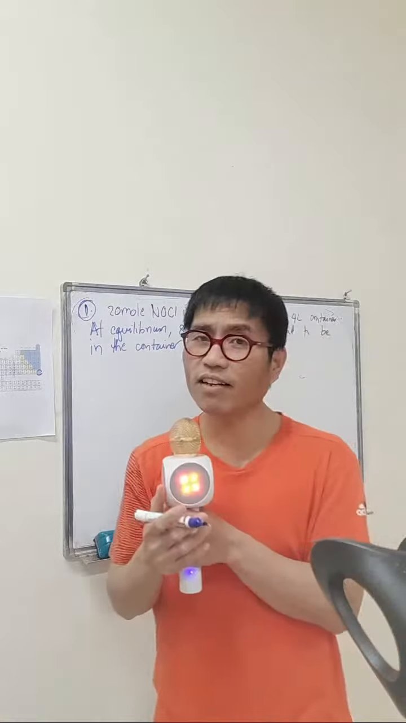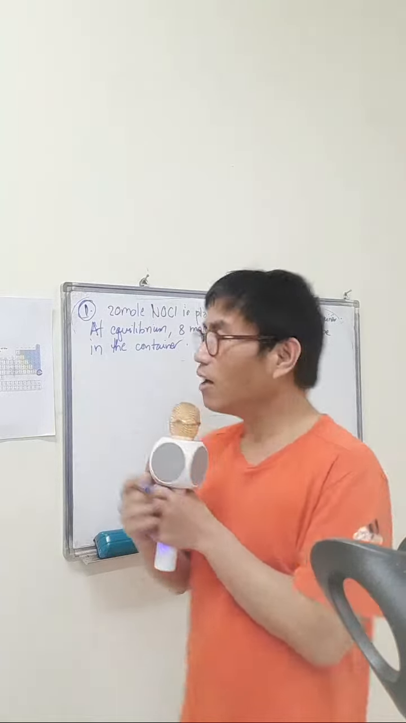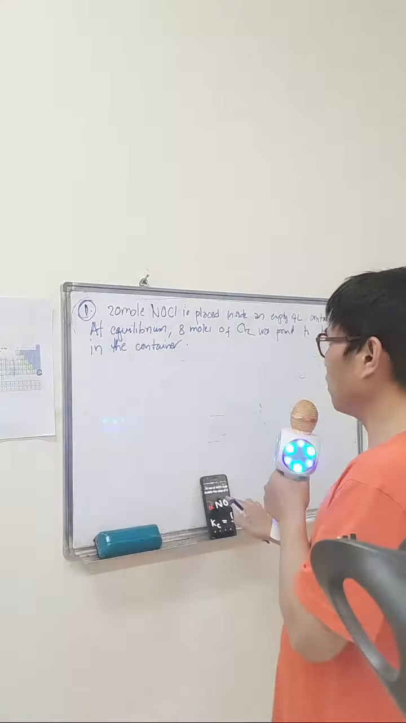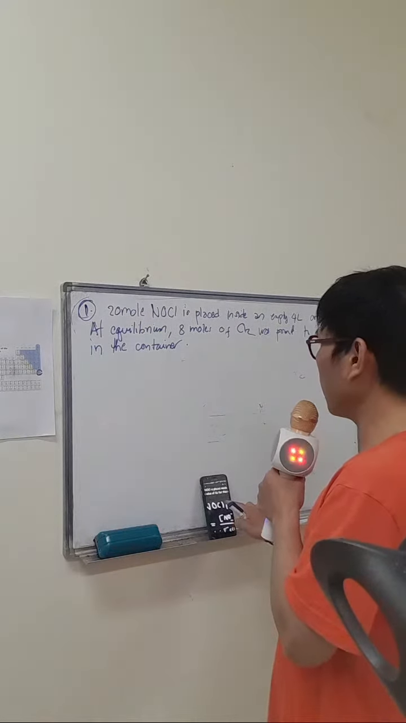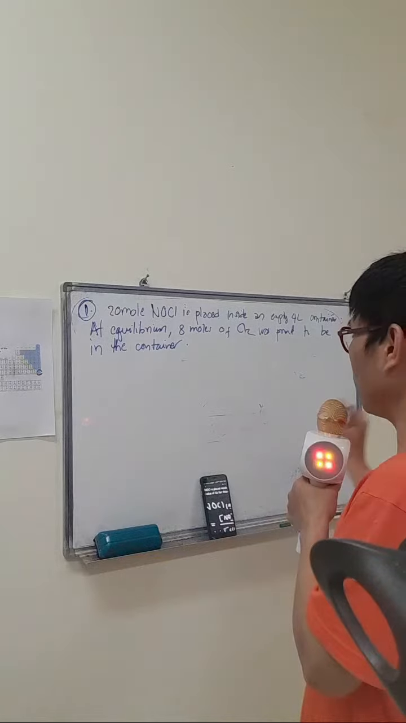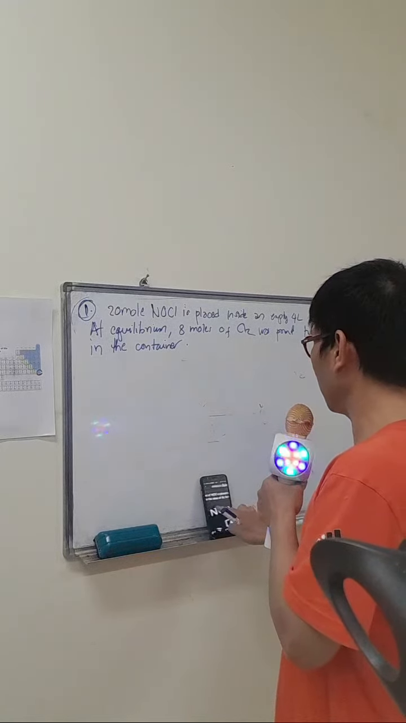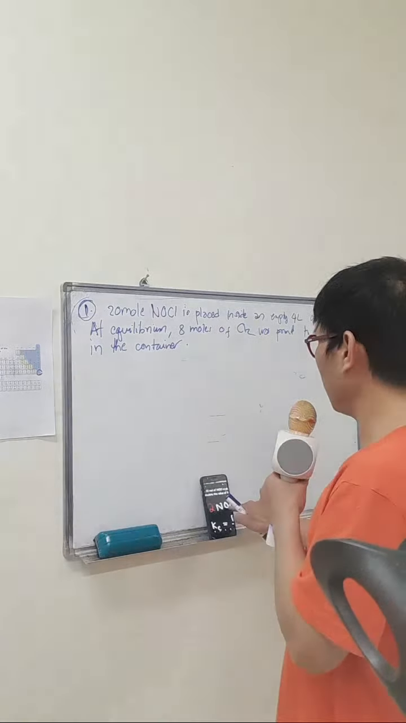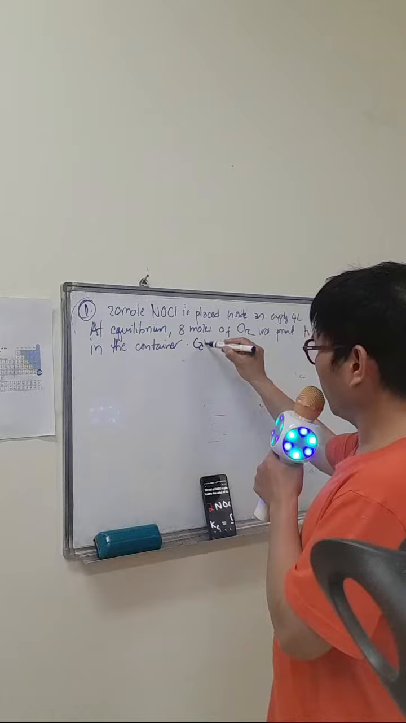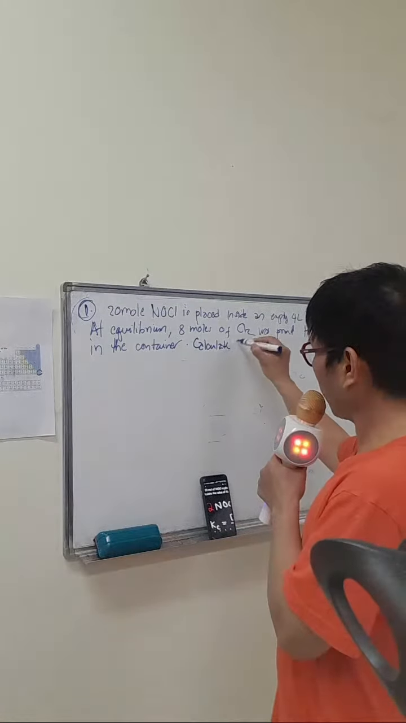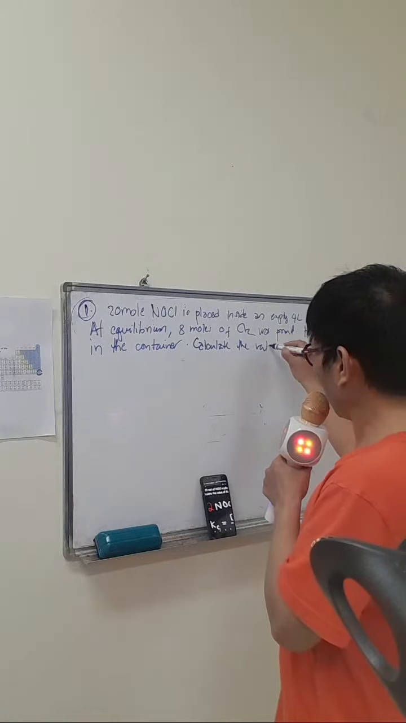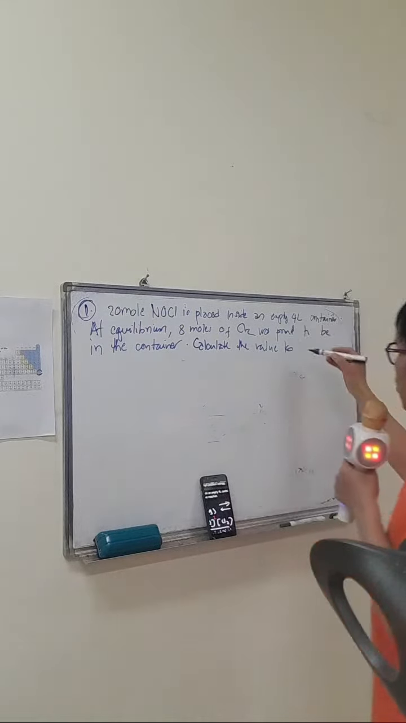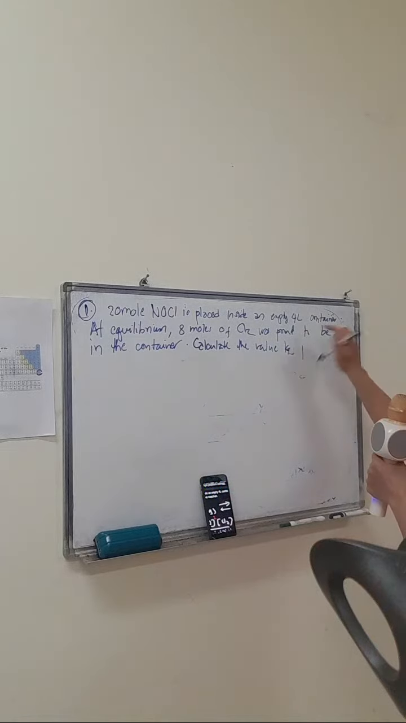Kc here is not a person's name, but it is the chemical equilibrium concentration expression. It was found to be in the container. You get the point. And then calculate the value of Kc for this reaction.